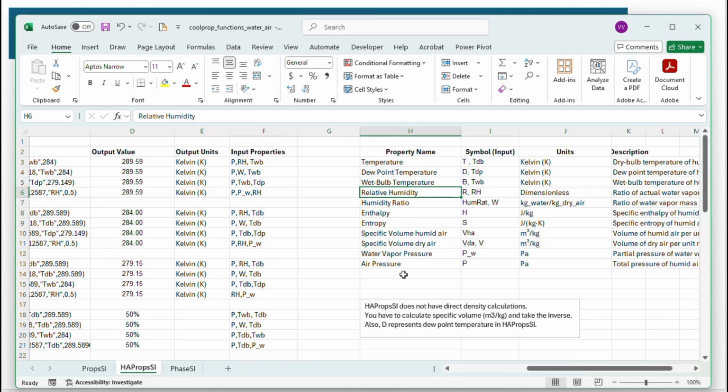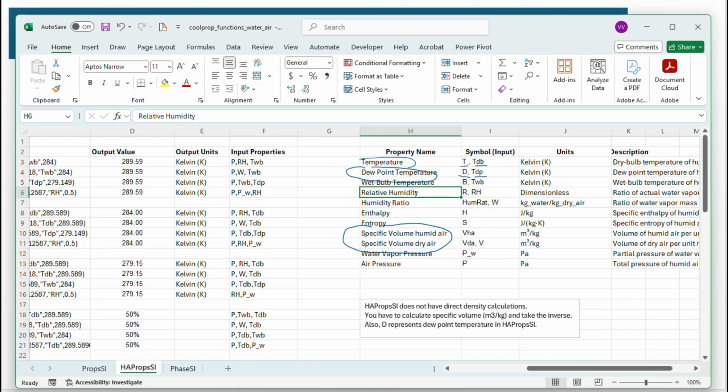Density is missing here. Instead of density, you have specific volume. And density, typically like the D value, which is used in PropsSI, is actually the dew point. And the dew point can be represented by either D or TdP. By default, the temperature means dry bulb temperature, and it can be represented by T or TdB. All of those values would be in Kelvin units.